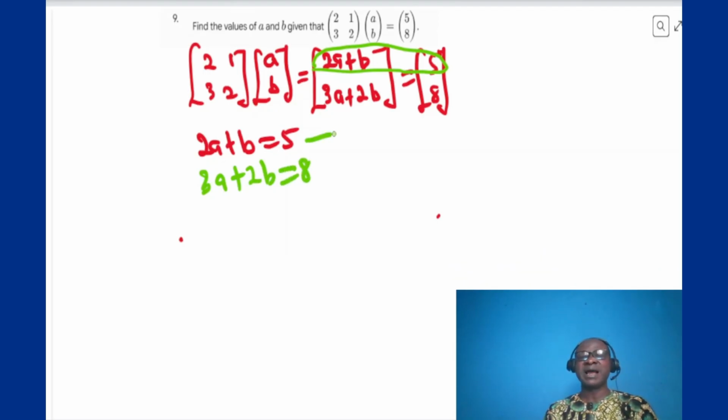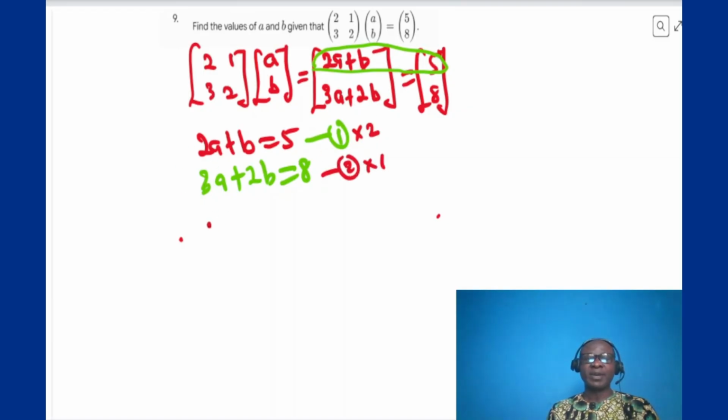Can you see now? I can now have that correct like a simultaneous equation. We do the elimination method. This is equation 1. I am going to multiply equation 1 by 2. Do you get me? I'll multiply equation 2 by 1. See what will happen.